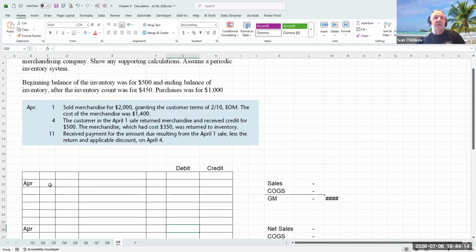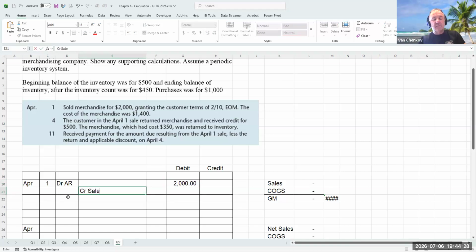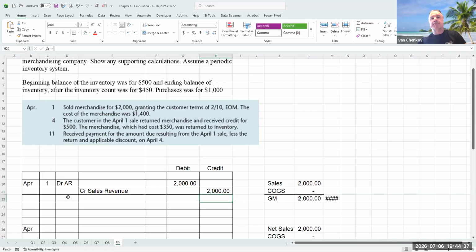First things first. Again, on April 1st, we're going to debit accounts receivable for $2,000, and then we're going to credit sales revenue with $2,000. And that's about it. Since we're running the periodic system, we don't know how much cost of goods sold is. That's the only entry that we're going to do.